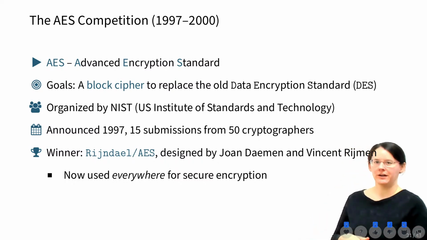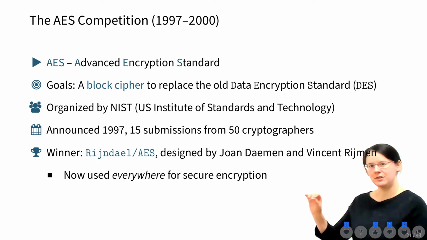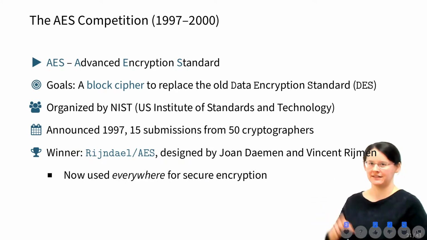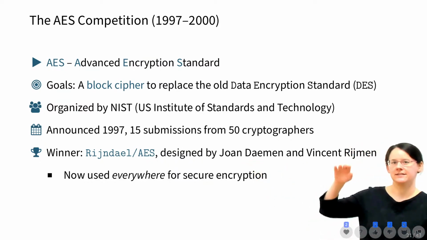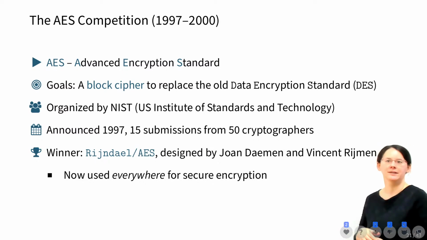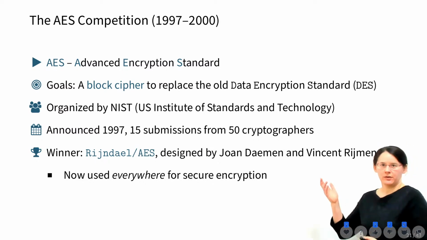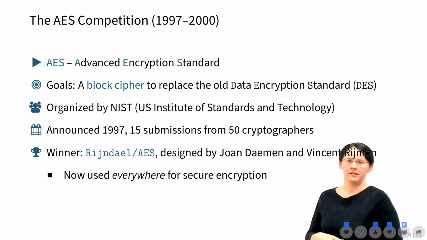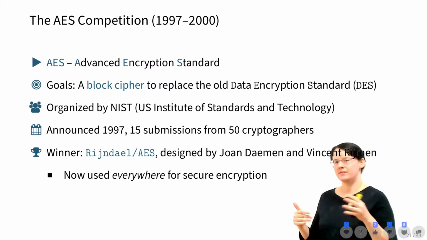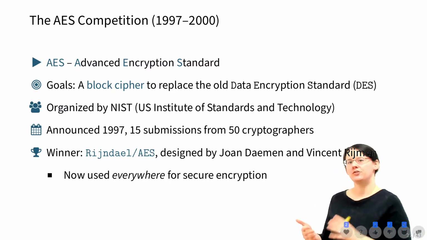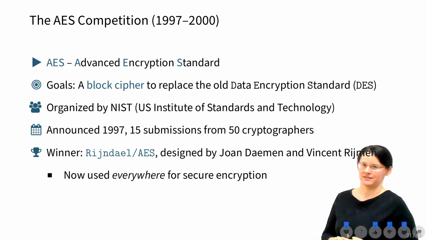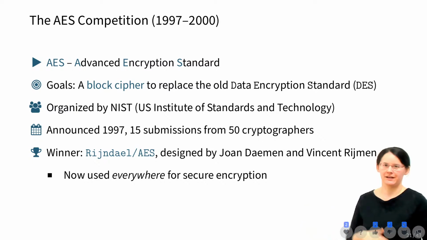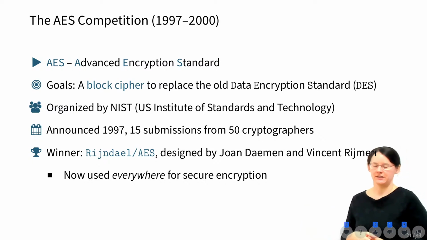And the final winner of this competition, so all of these submissions had their own names when they were submitted, and the AES, for example, was called Rijndael after the first letters of the two designers, Joan Daemen and Vincent Rijmen. And this one was decided as a winner. So such competitions always go in multiple rounds, and each round some of the candidates are removed. So it's like semi-finals and finals and so on. And the final winner, as I said, was this one here.